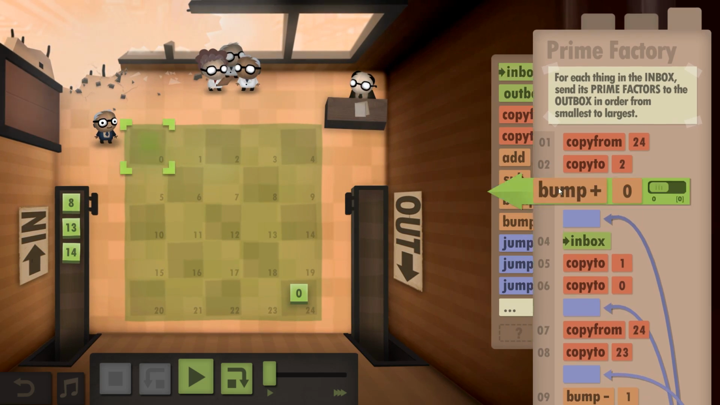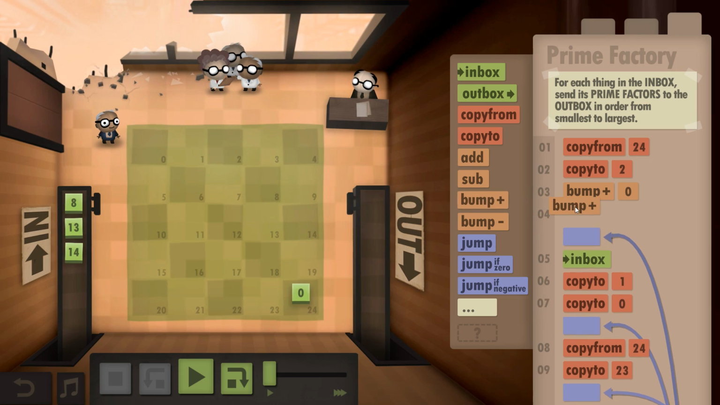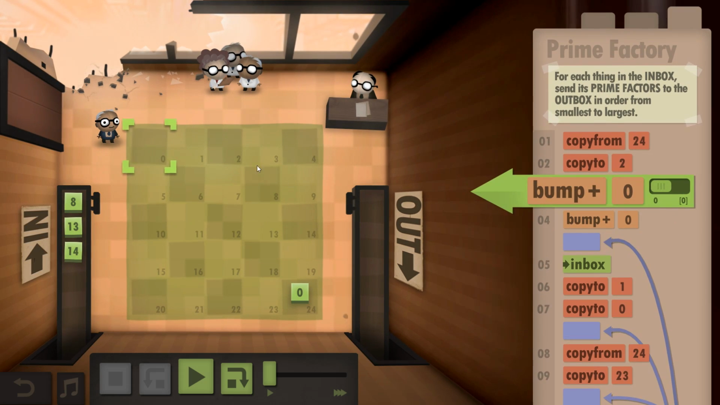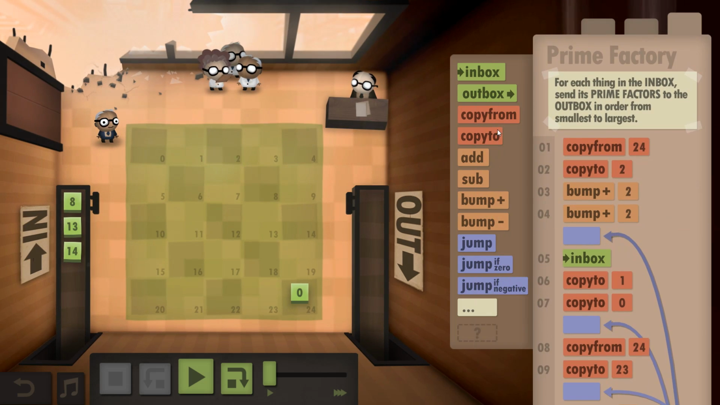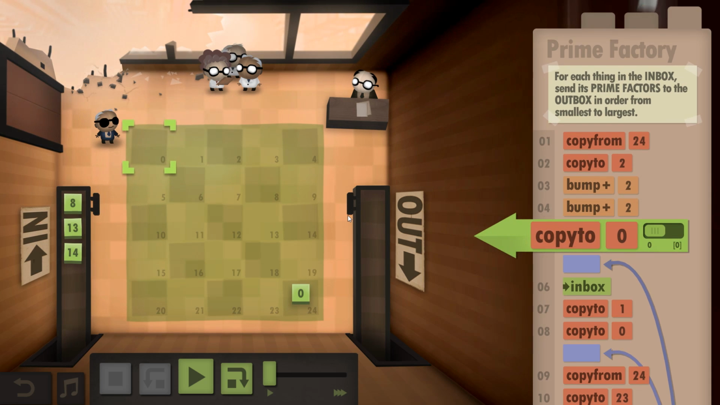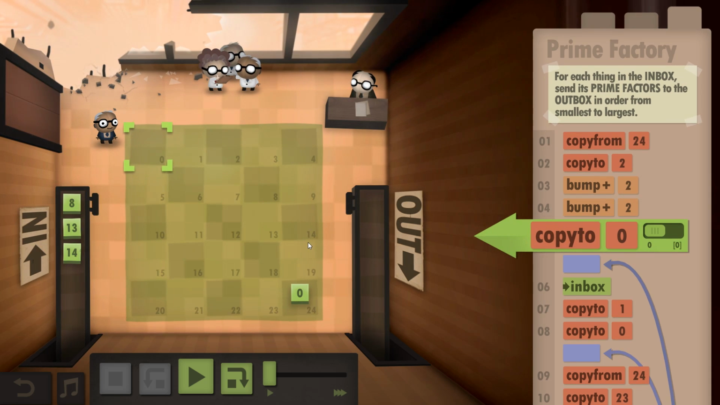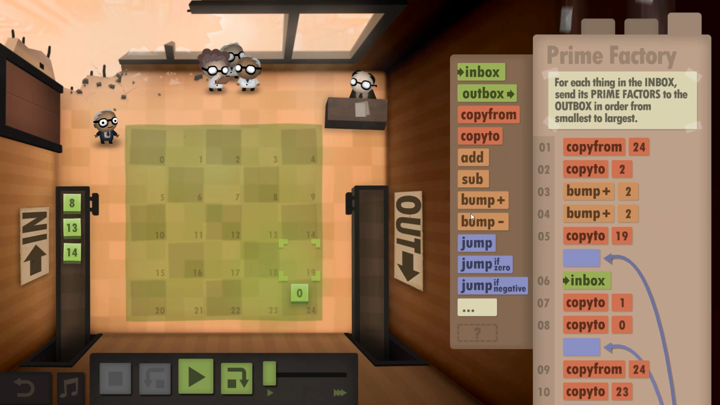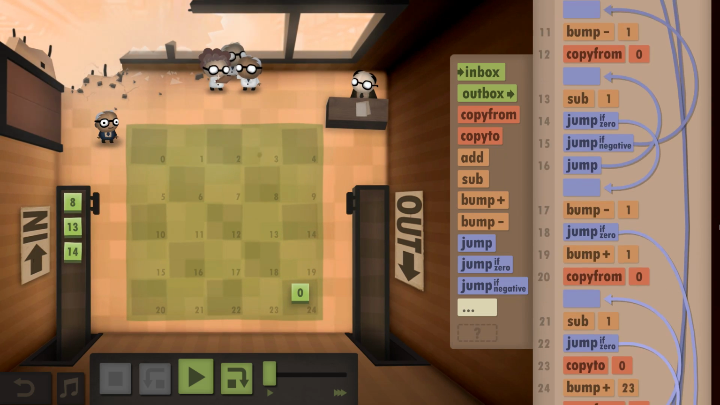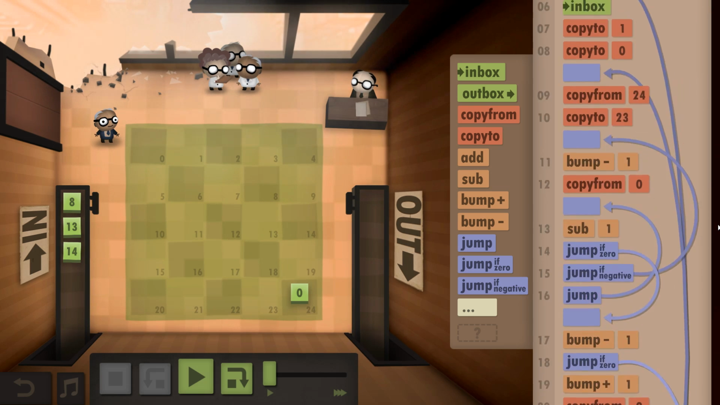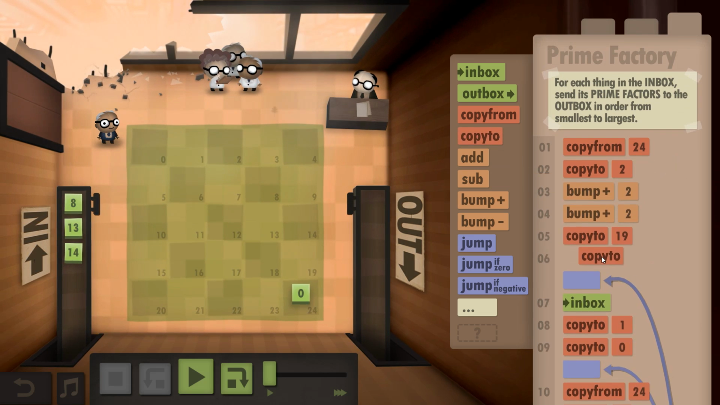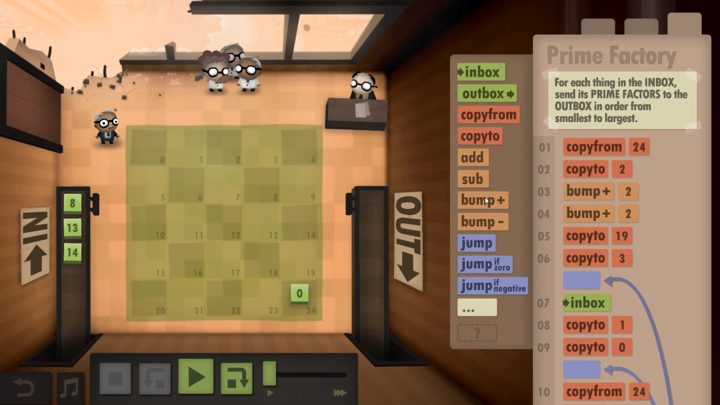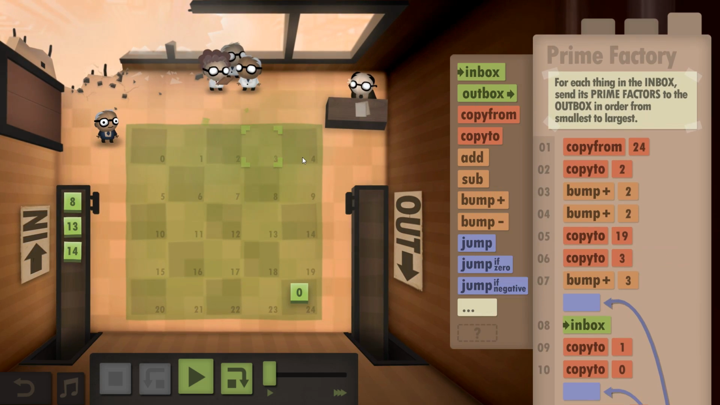2, bump, bump, that's wrong, bump, bump, so it's a 2 now, and then I copy it to as my counter somewhere else. Right here. I don't use that, right? No. And then I would do copy 2, 3, and bump it.